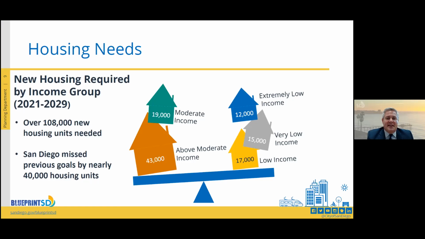In the last decade, the city missed its previous goal by 40,000 units, with few units constructed for low and moderate income residents, contributing to the housing affordability crisis we face today. To fully address the needs of the community, the city must plan for and construct more housing in the future, and Blueprint San Diego will help us in that effort. Next slide.